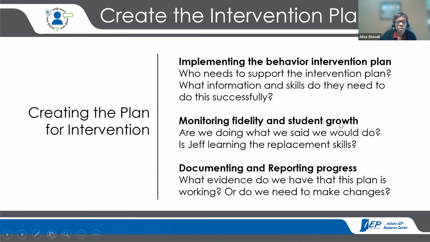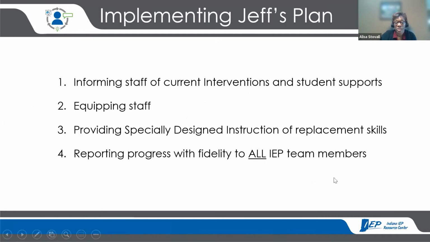All this requires the work of a coordinated effort, and it is beneficial. But here are the other pieces that we want to make sure we cover: informing staff, equipping staff with the skills they need, and so on.